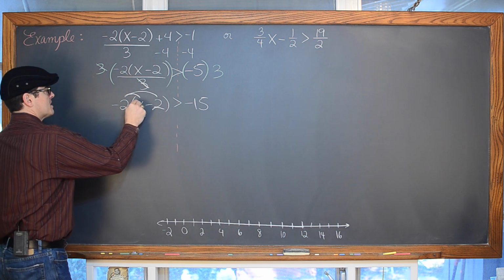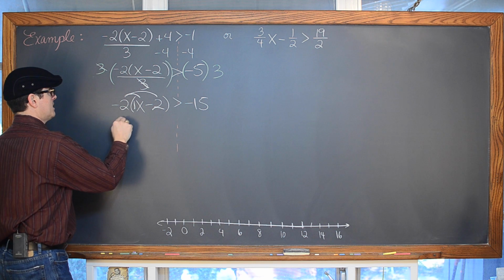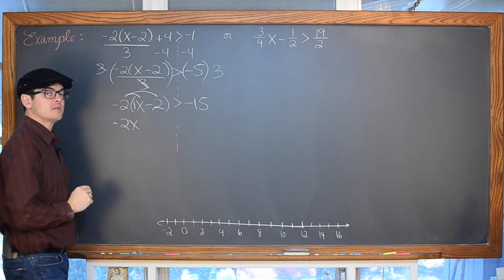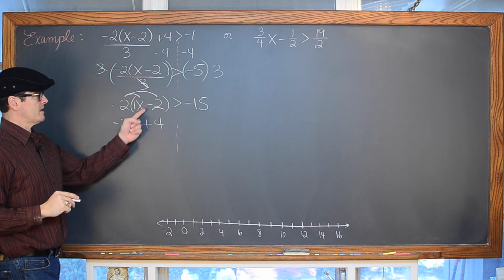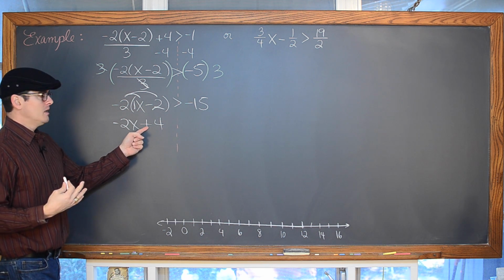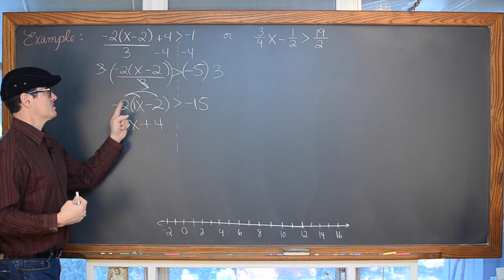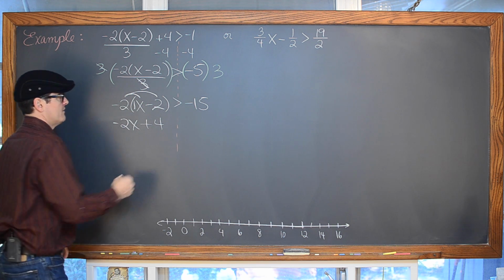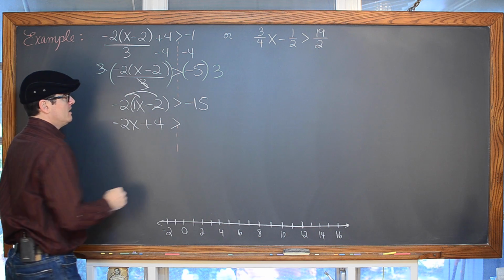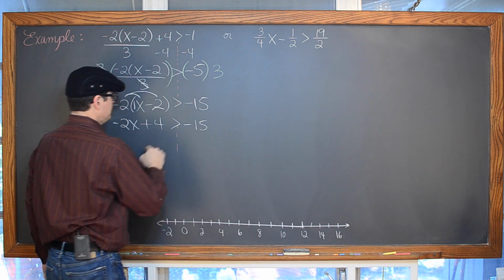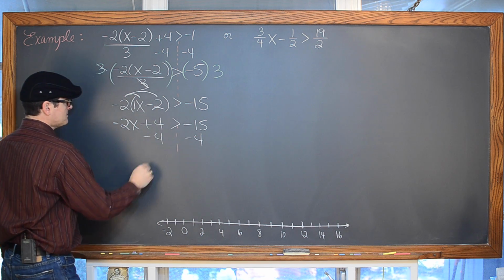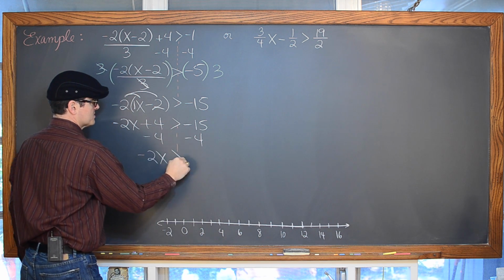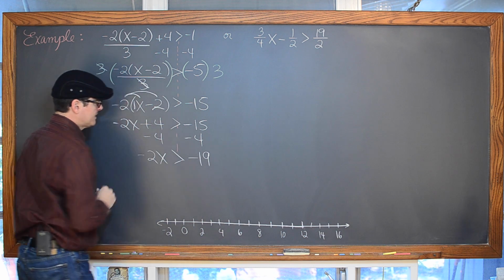So negative 2 times 1 is negative 2x. Negative 2 times negative 2 is positive 4. Please note I did not write that minus sign automatically. I waited to do the multiplication to see what the sign was. You're going to have fewer sign errors if you do that. Is greater than negative 15. We're going to undo this addition of 4 with subtraction and get negative 2x is greater than negative 19.